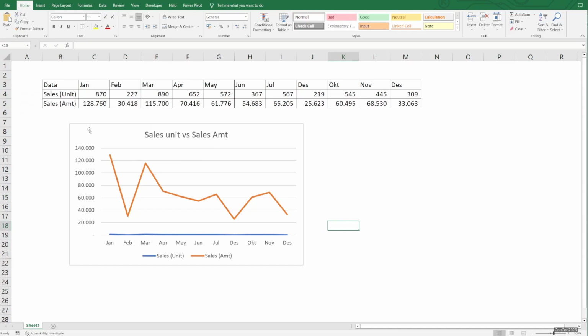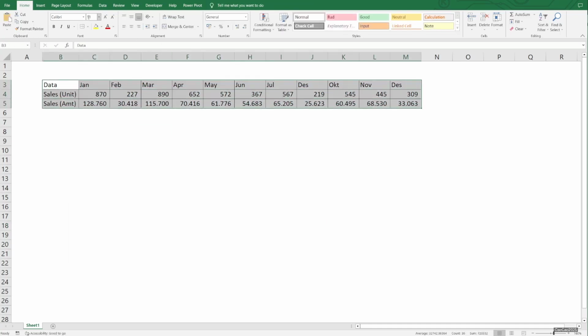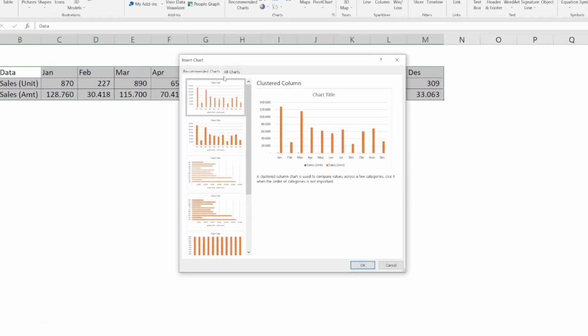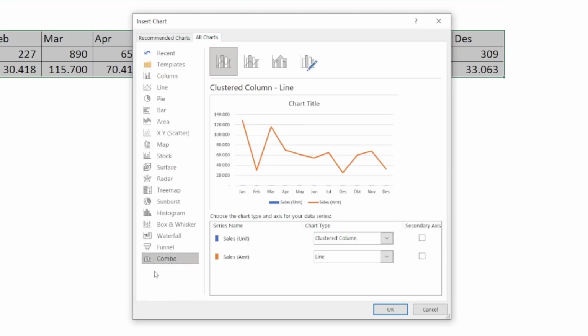To create a combo chart, first block the data you want, select Insert, select the chart you want, and then we choose Combo here. In this type of chart, we can have different axes, and also different chart types. For example, here for the unit we use a clustered column and the amount in a line.